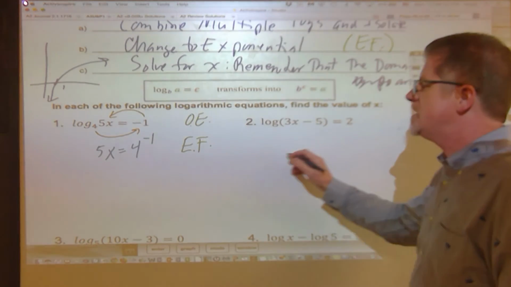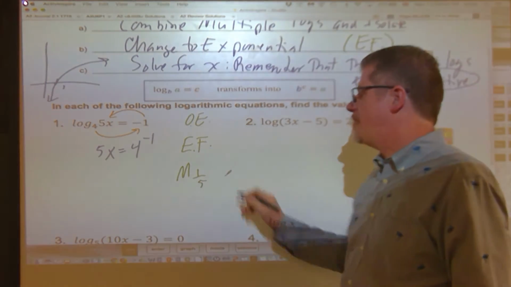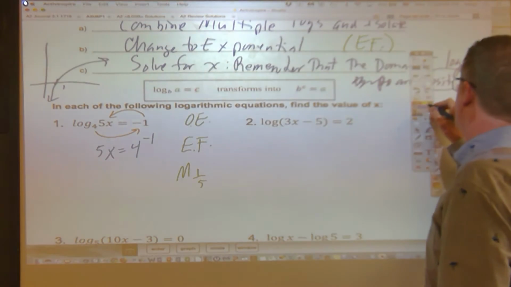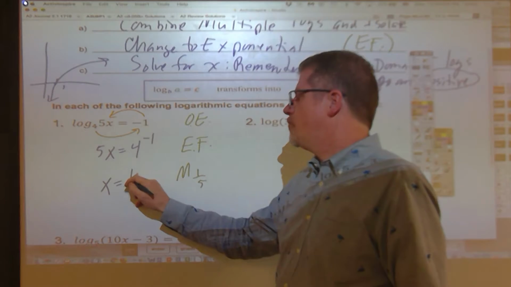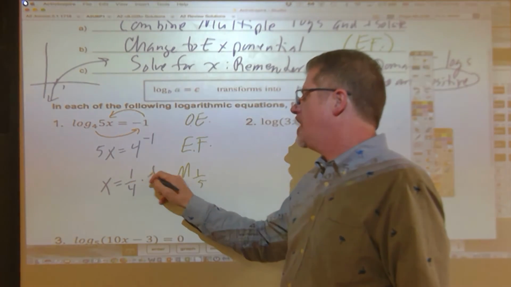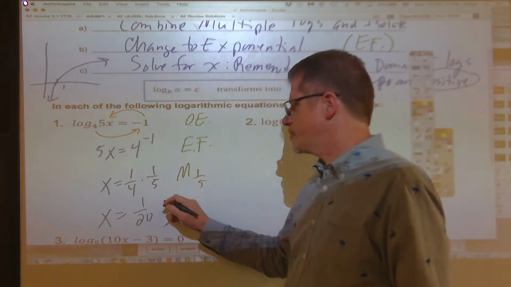I'm going to, instead of D5, I'm going to write M 1/5. Look at the advantage of multiplying both sides by 1/5. We get, on the left is x, 4 to the -1 is 1/4. Multiplied by 1/5 gives us an answer of 1/20.